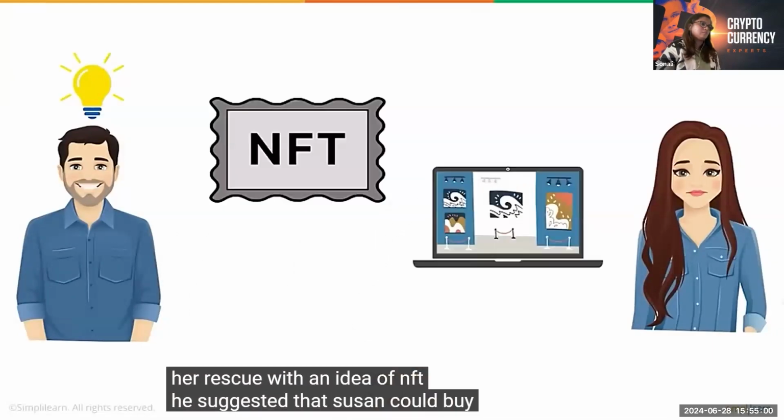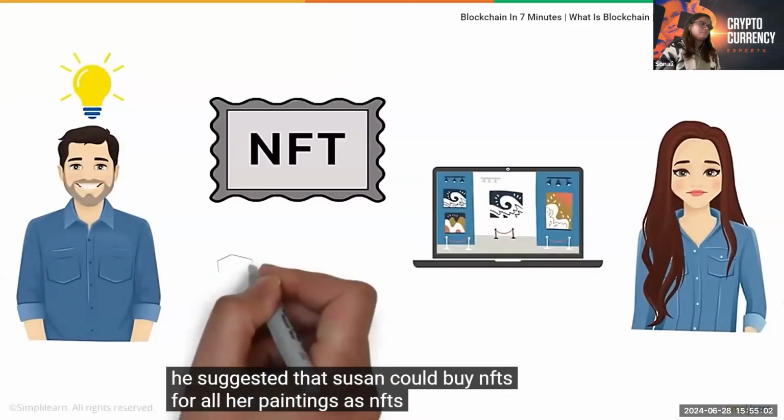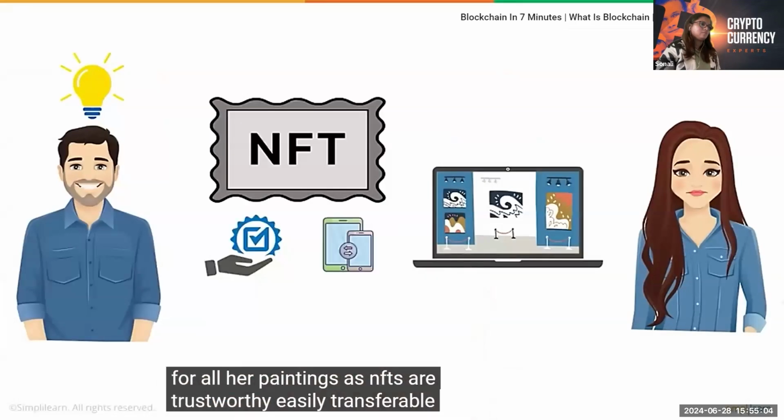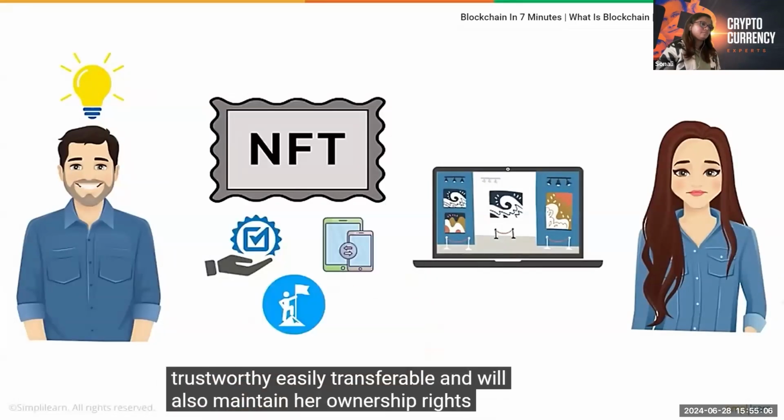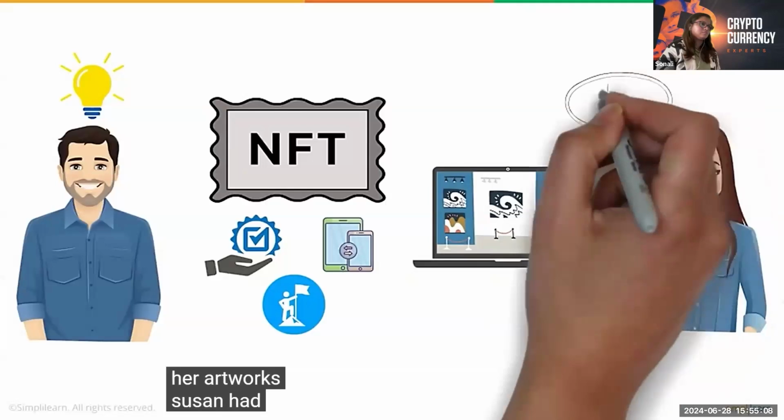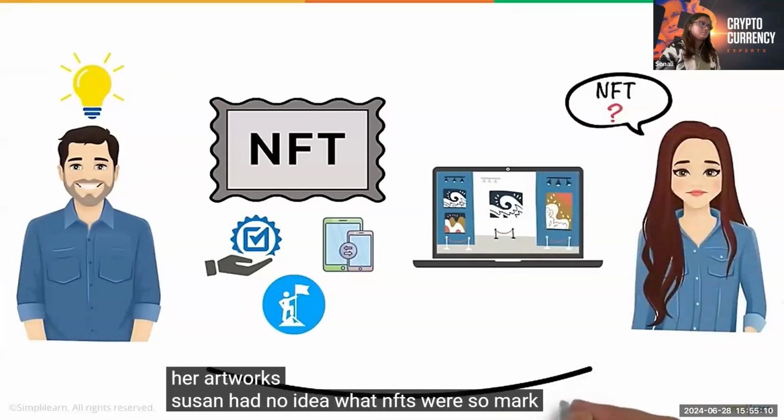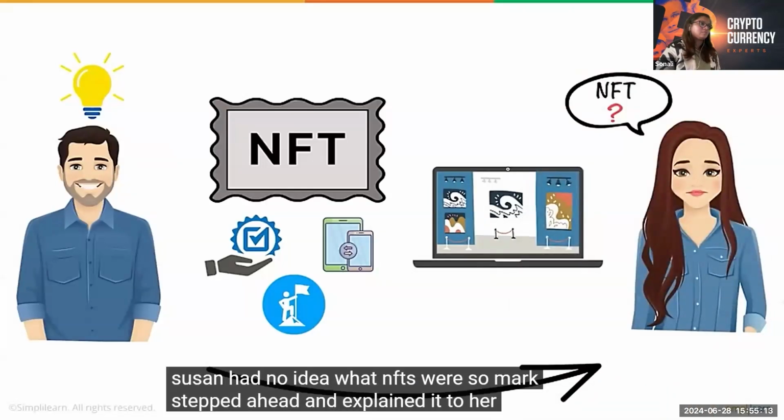He suggested that Susan could buy NFTs for all her paintings, as NFTs are trustworthy, easily transferable, and will also maintain her ownership rights on her artworks. Susan had no idea what NFTs were, so Mark stepped ahead and explained it to her.